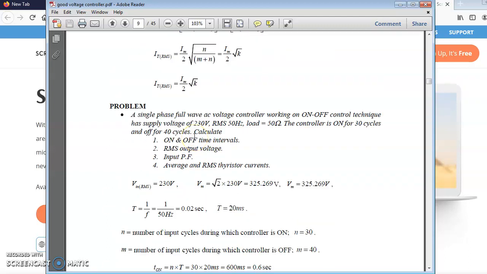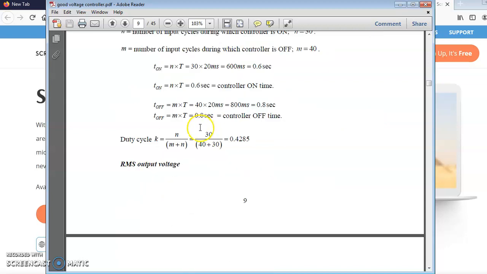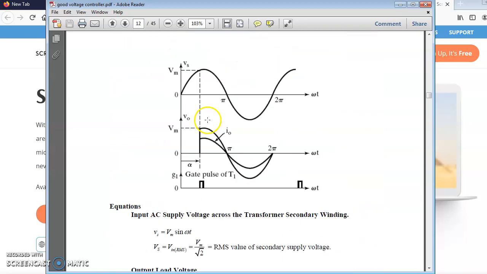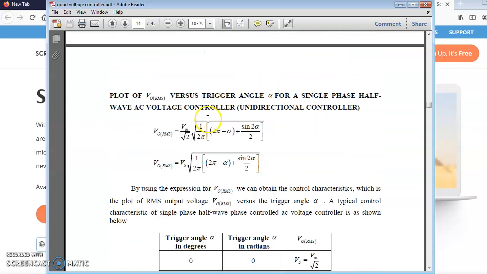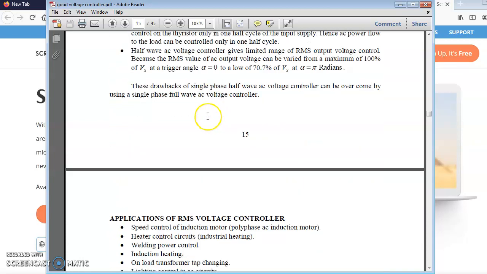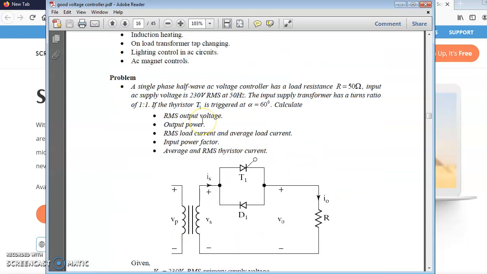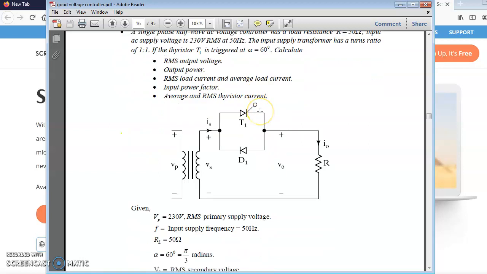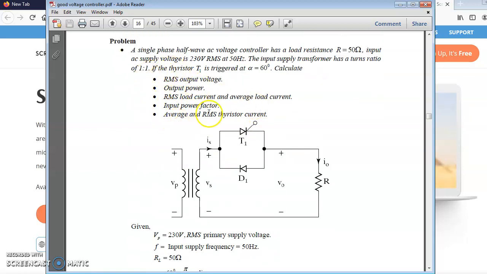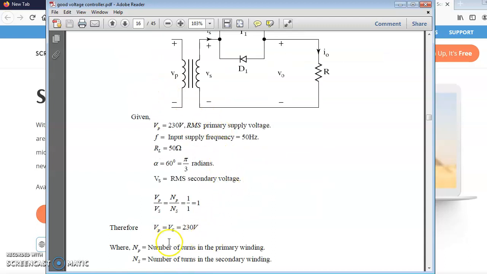Now we will go through a simple problem for the half wave voltage controller, and then we will stop. This type of numerical is possible in the exam. We have a circuit, a single phase half wave AC voltage controller with load resistance R equal to 50 ohm. The input supply voltage is given, the input supply transformer turns ratio is given, and the triggering angle alpha is equal to 60 degrees. We have to find a number of parameters. These are the given parameters.